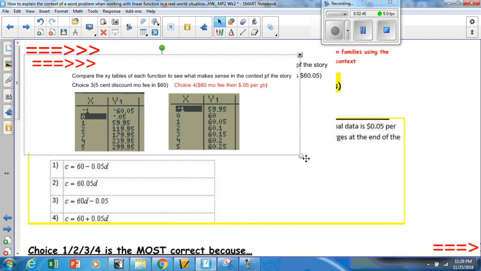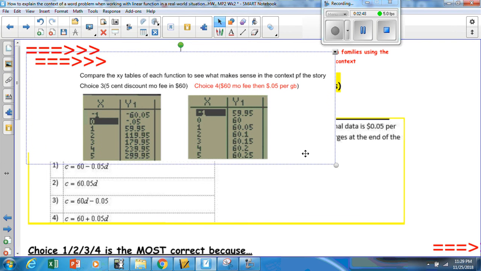How about choice 3 and choice 4? Choice 3 says it looks like I'm going to have a 5 cent discount, not even a fee. I'm going to get money back. And then each month I'm going to be charged 60 cents, or $60 rather. That's not really it. So we would have to go with choice 4. That seems like it makes the most sense.